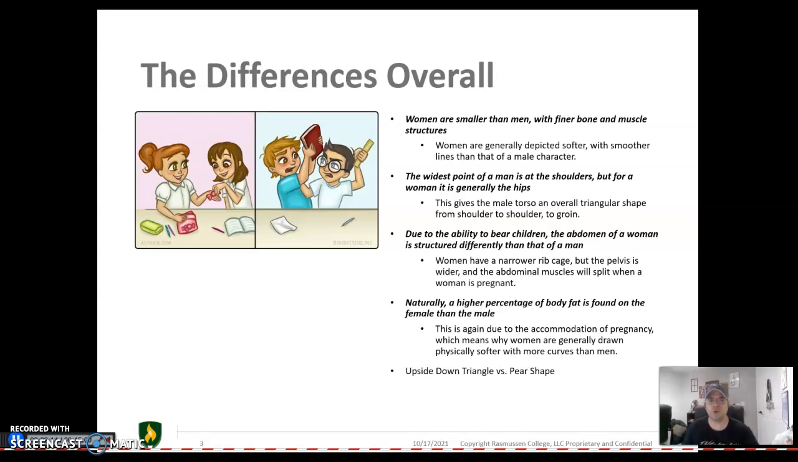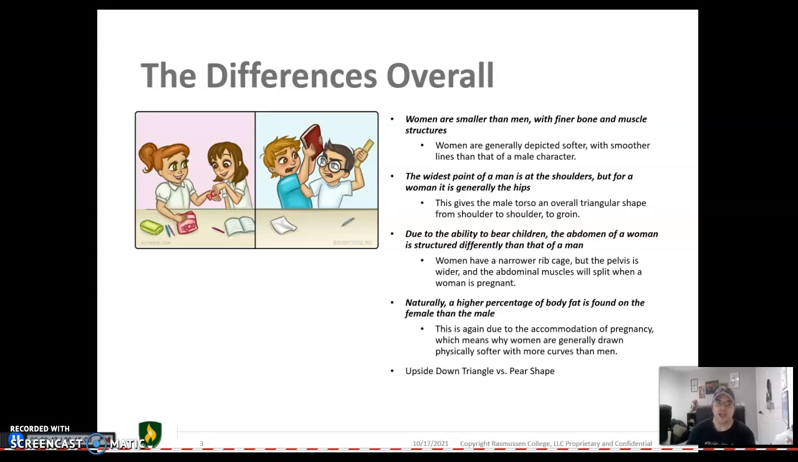And this gives the male torso more of an upside down triangular shape from shoulder to groin, rather than women, who have more of the hourglass style figure. This is due to the ability to bear children. The abdomen of a woman is structured differently than that of a man. It allows women to have a narrow rib cage, but the pelvis is wider. And the abdominal muscles will split when the woman is pregnant. So it really does evolve over time based on childbirth. Women are definitely different based upon that element of childbirth.